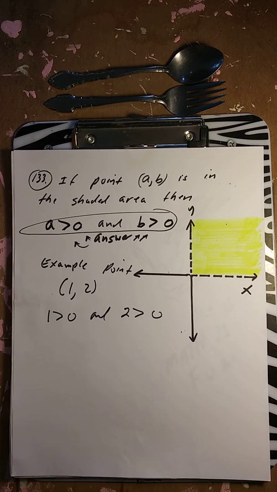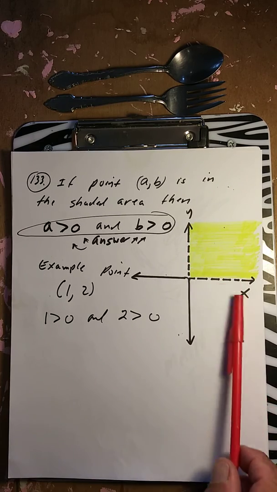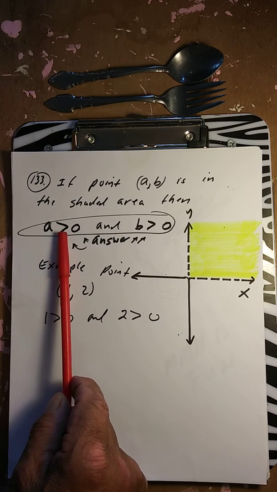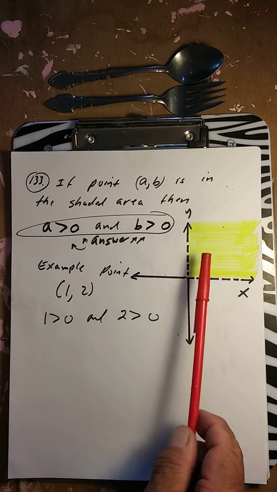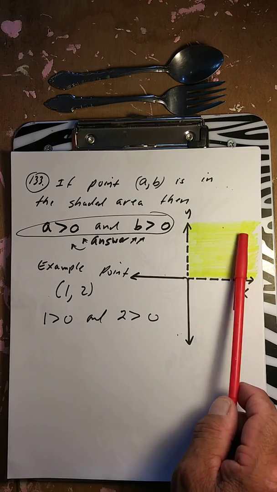If the point AB is in the shaded area, in other words, not in the line, but it's in the yellow part right there somewhere. That means what happens? The answer is what? A has to be greater than 0 and B has to be greater than 0. In other words, to be in here, A has to be greater than 0 and B has to be greater than 0 to be in there.